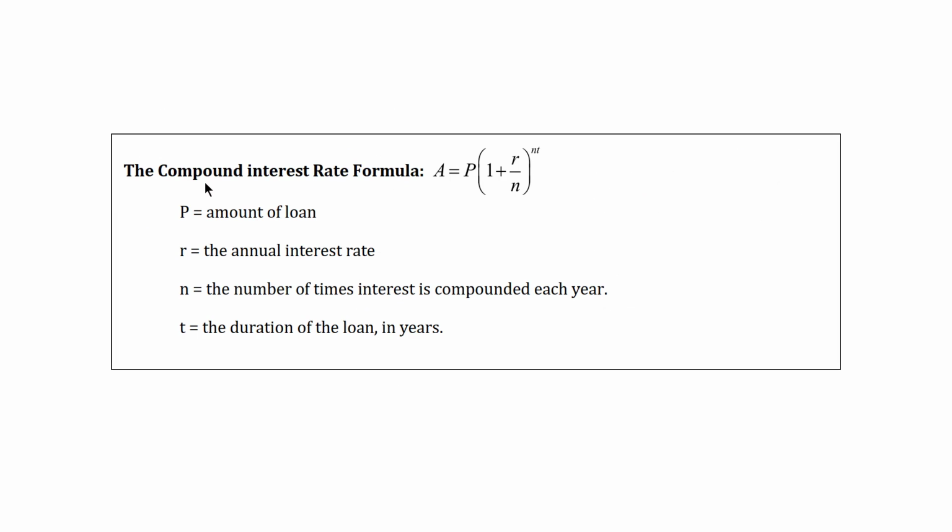Next, we have the compound interest rate formula, which is capital A equals capital P times the parentheses 1 plus r over n raised to the nt power. Capital P equals the principal or the amount of a loan, r equals the annual interest rate, n equals the number of times interest is compounded each year, t equals the duration of the loan in years.